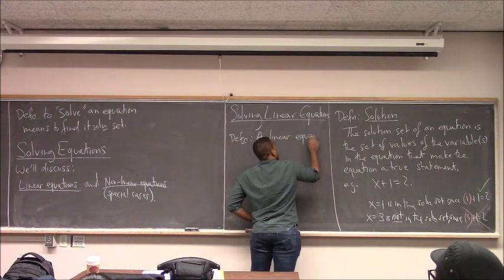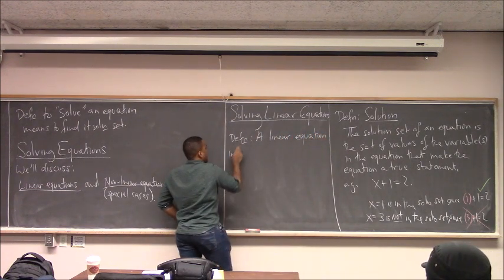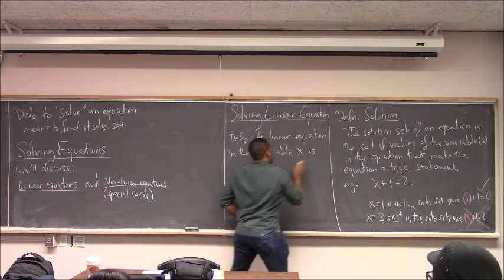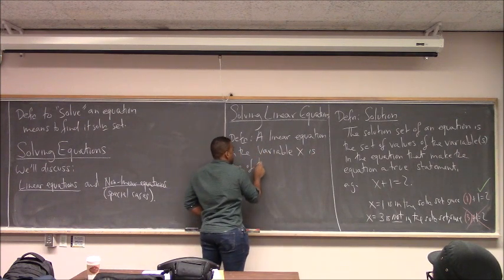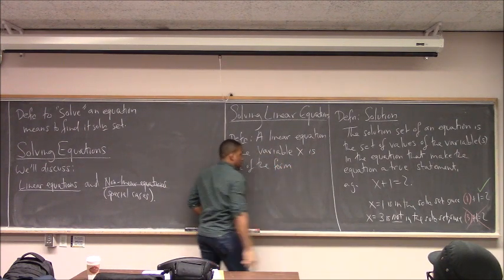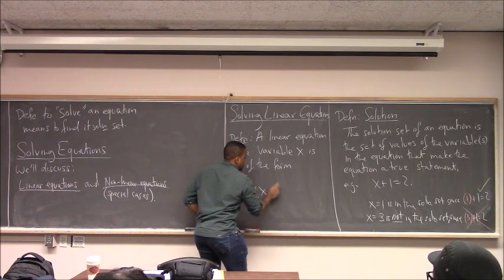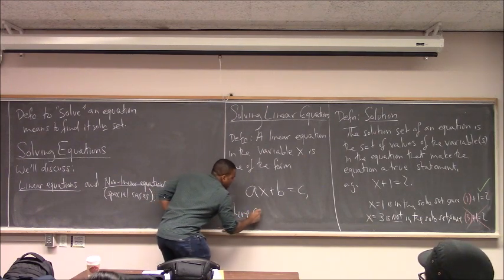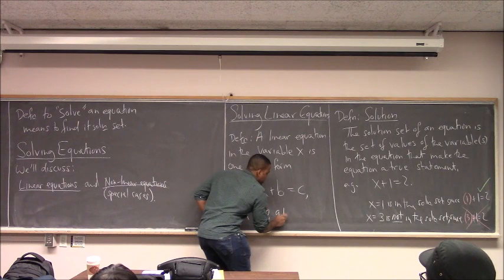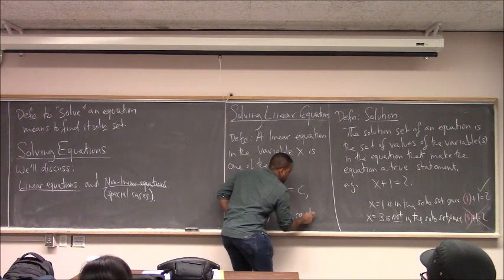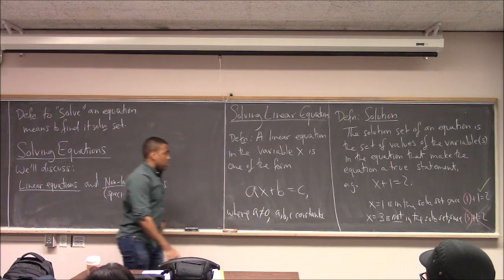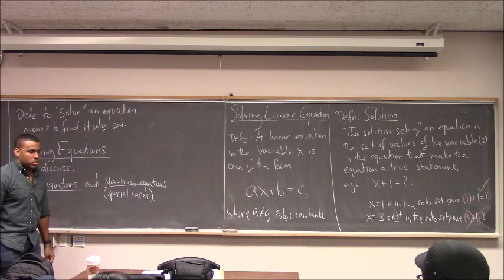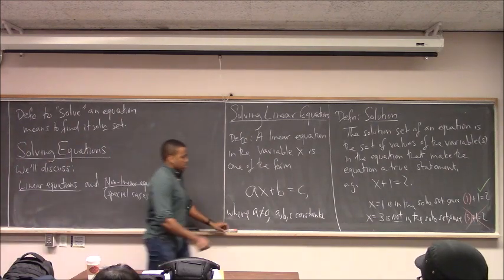A linear equation in the variable x is one of the form, or one that can be written in the form ax plus b equals c, where a is not equal to 0 and a, b, c are constants. Now remember what our constants are. Those for us are pretty much just the real numbers usually. Members of the real numbers.